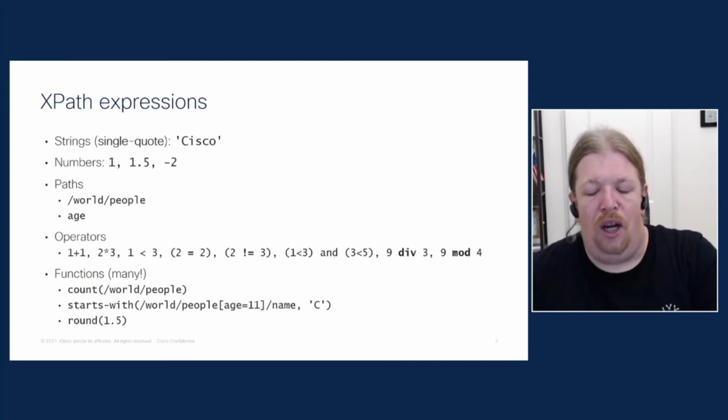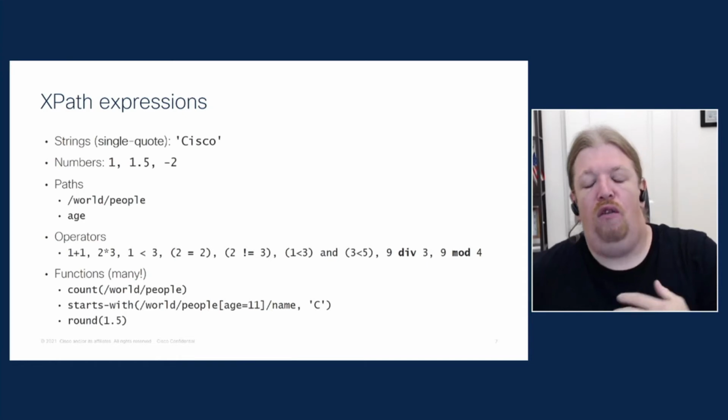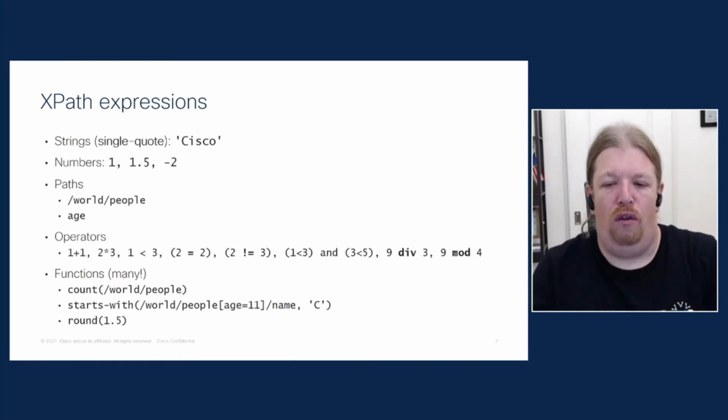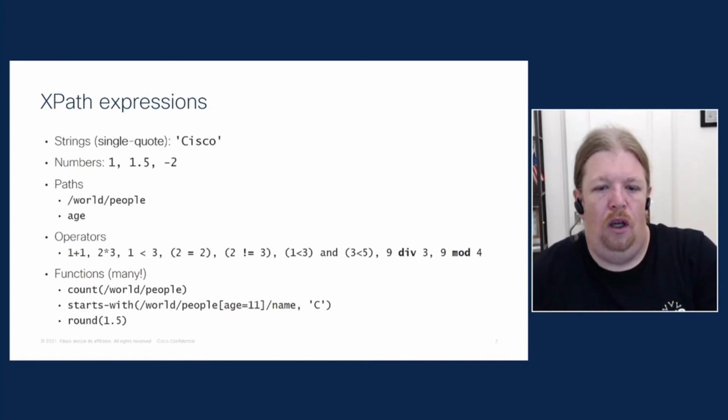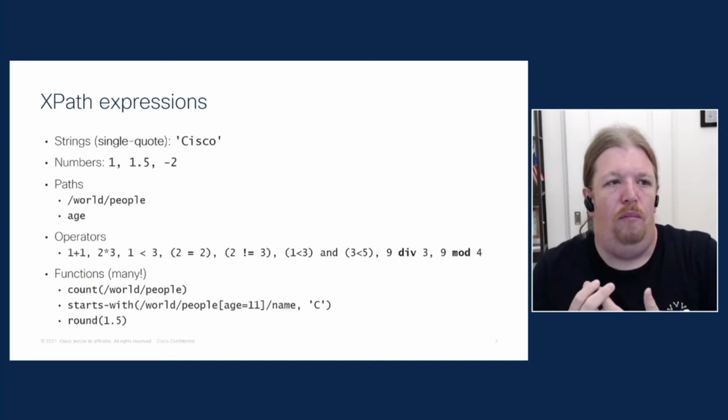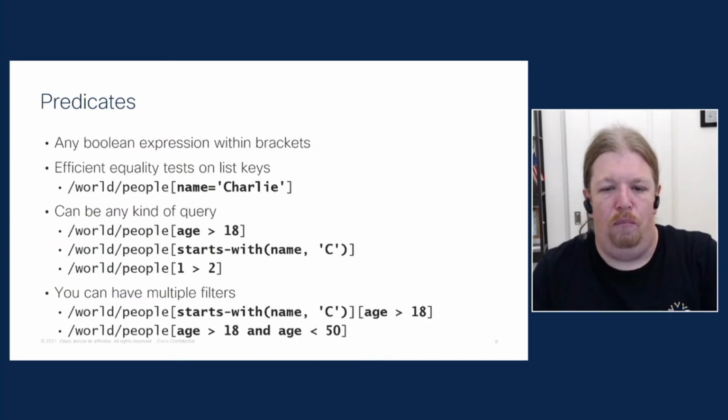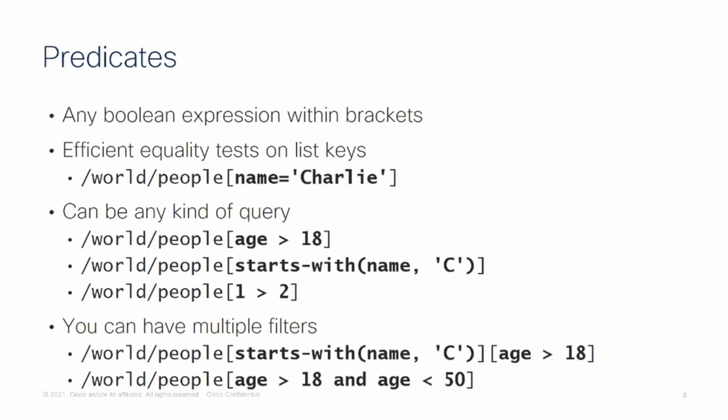And we'll get back to those. And in the appendix to this slide deck, there is a list of all the functions we support. So you can use that. And functions can work on nodes or node sets, depending on what kind of function it is. So paths, expressions, and then predicates is the final important aspect of XPaths. The predicate is any kind of Boolean expression within brackets.